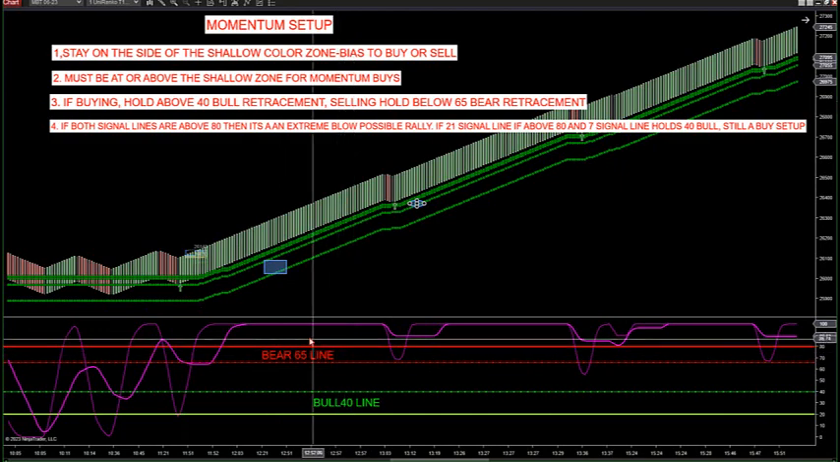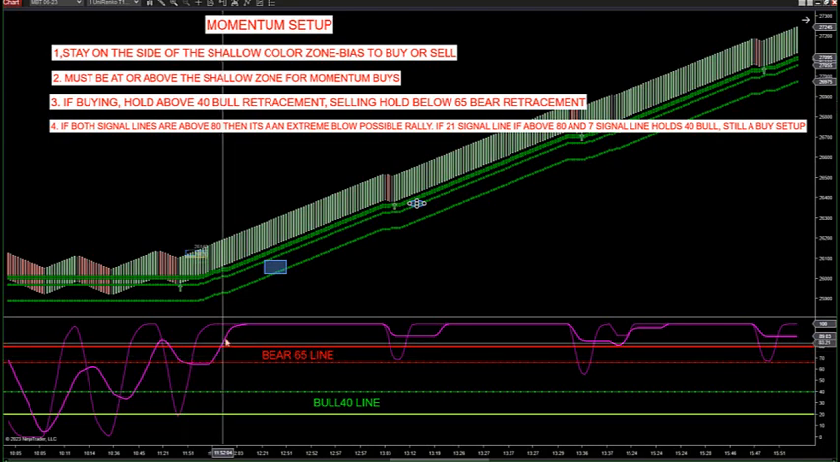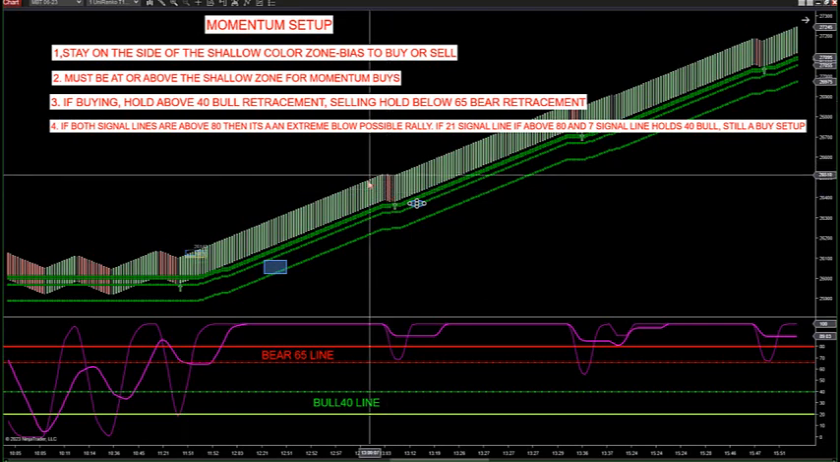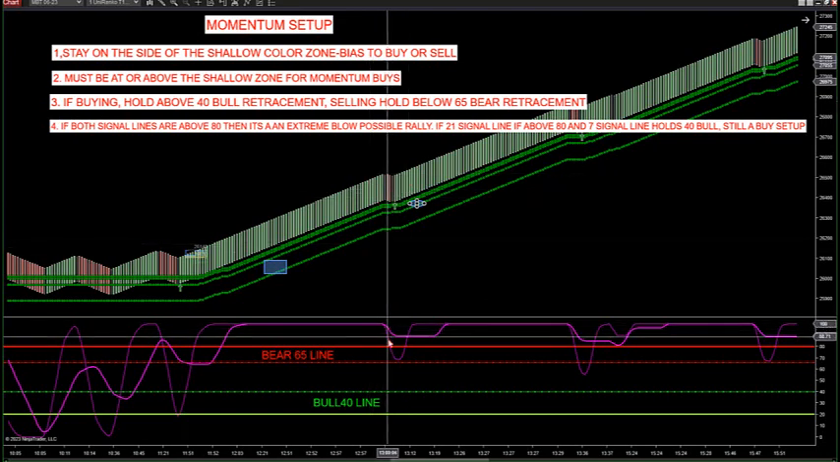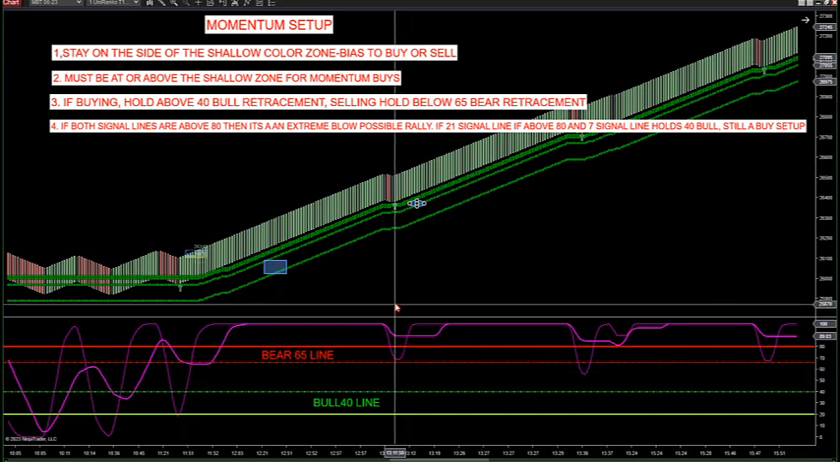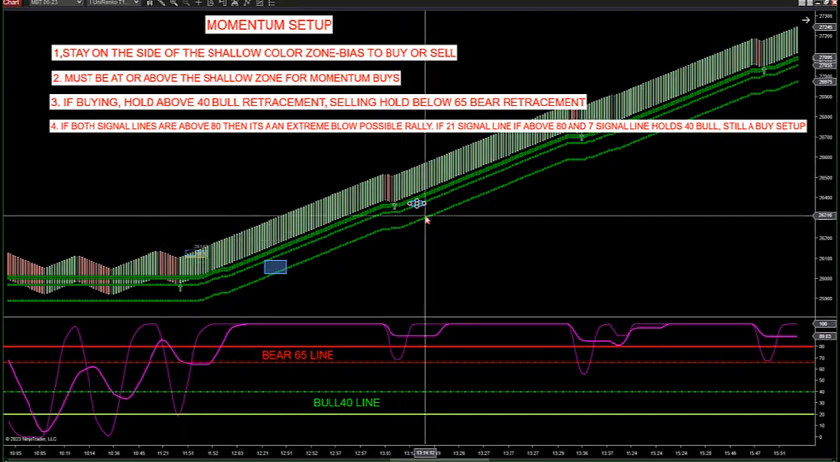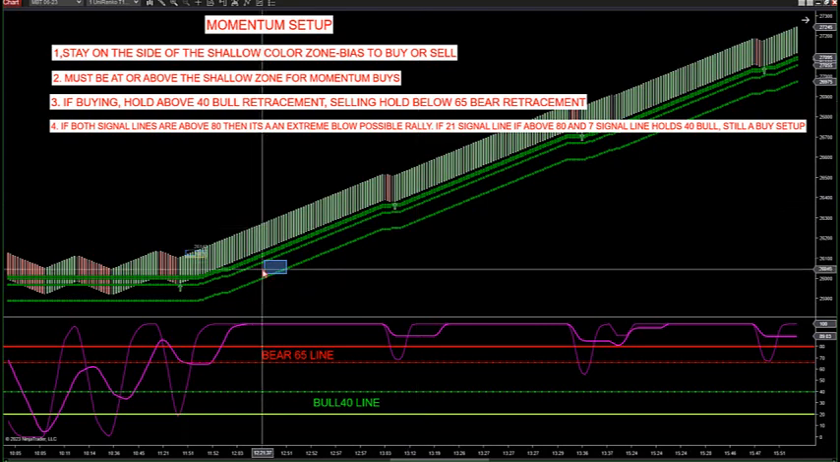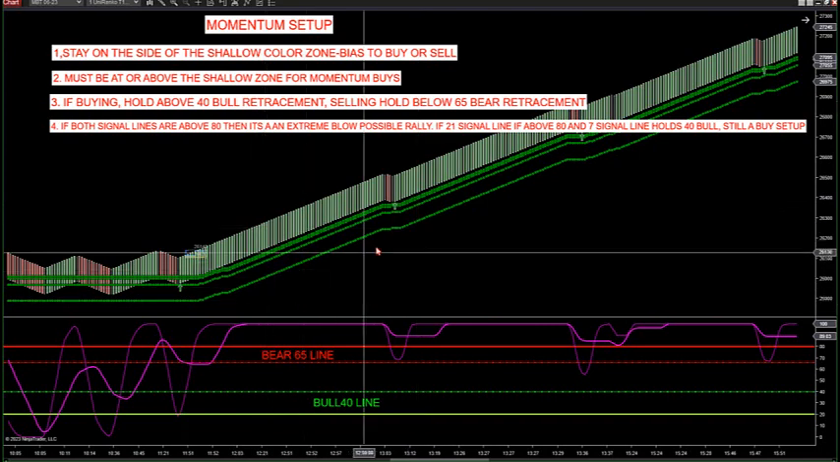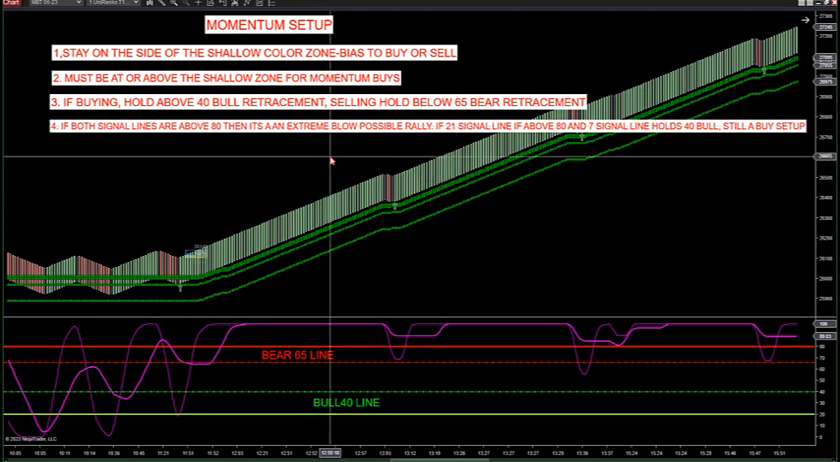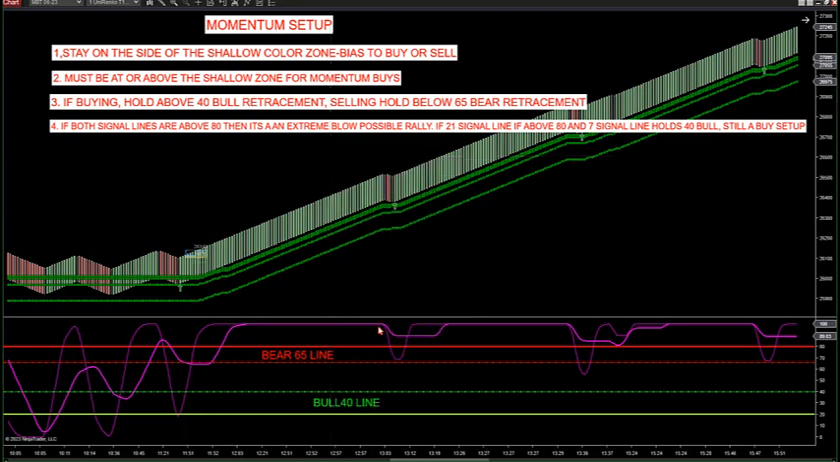A lot of times you'll see this, like we did on Bitcoin, where the 21 signal line will stay above 80, still stay above 80 on the retracement here. And then our 7 signal line will stay above our 40 line. And that's when you get an arrow. This is a great qualified setup. This is not specific to one Renko size. You can adjust to the speed of the market that you like.